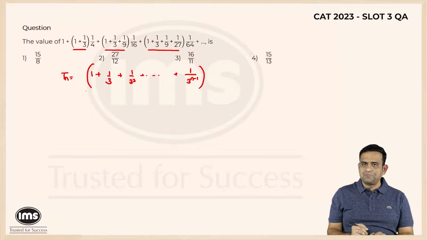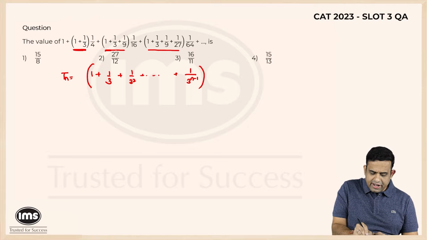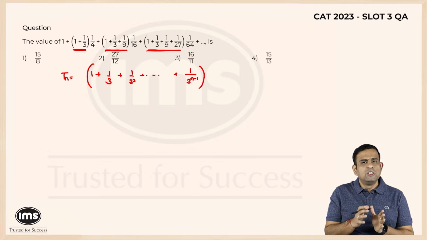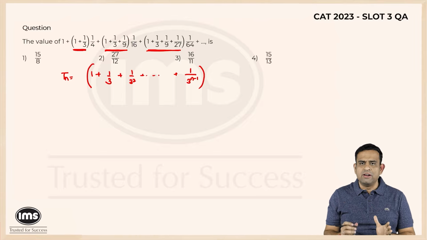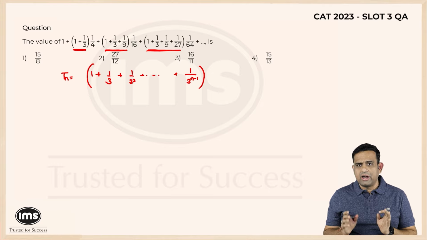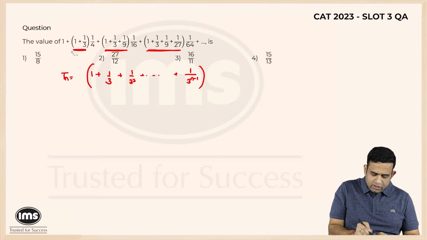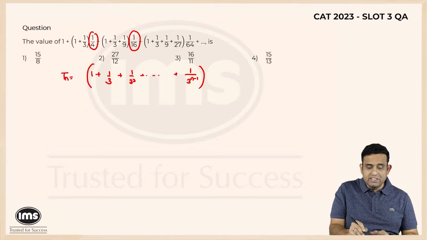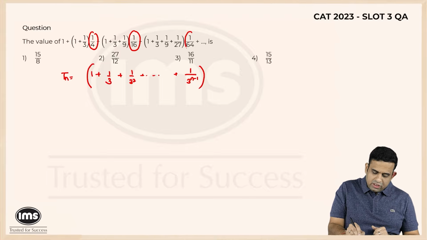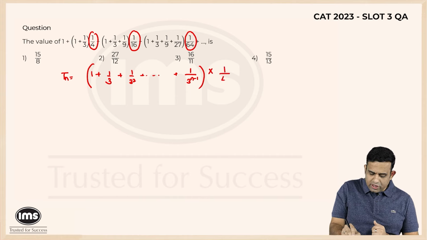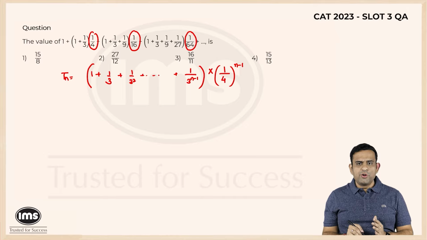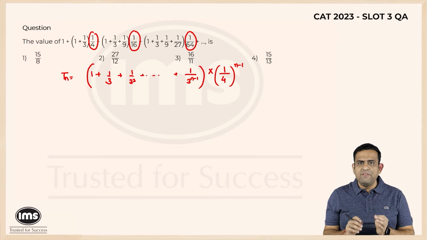N terms are there. Second term has 2 in the bracket, third term has 3, fourth term has 4. So my nth term is going to have nothing but n. Please note n tends to infinity, but right now we are just trying to find out a general term like this. Then if I focus on the other component, second term has 1 by 4. The third term, one can say, is 1 by 4 square. The fourth term is 1 by 4 cube. So my nth term in this particular case would be 1 by 4 raised to n minus 1.